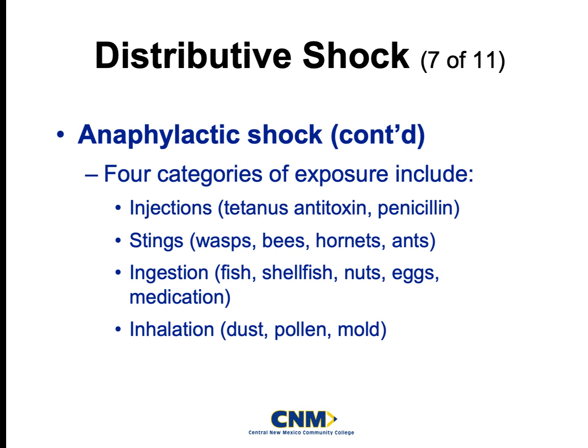So when we're talking about anaphylactic shock, we kind of break it down into 4 categories of actual exposure. We're going to talk about injections, specifically like immunizations or medications that people might take. Stingers, specifically from wasps and bees and hornets and ants, right? Those seem to be the big ones with the stingers. I would also specifically out in our region throw in scorpions. They can have an anaphylactic reaction from that.